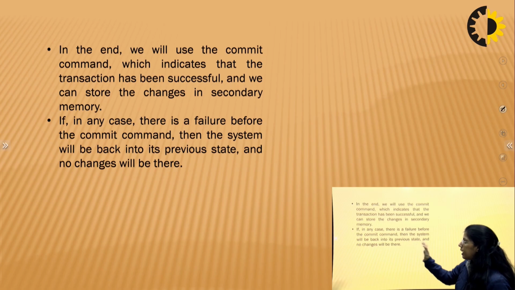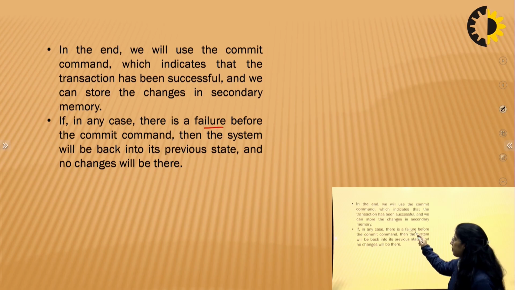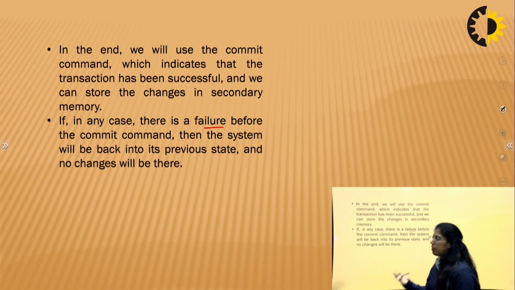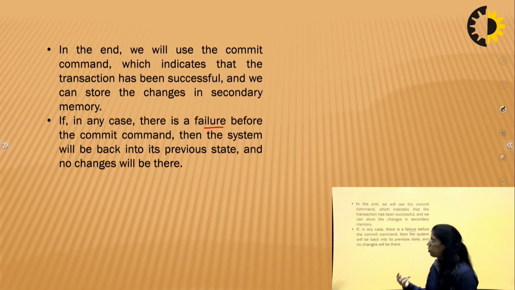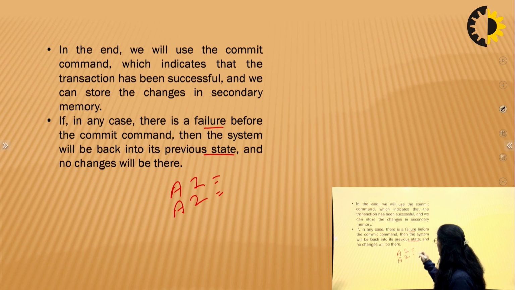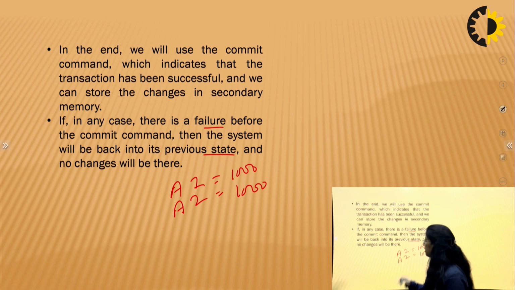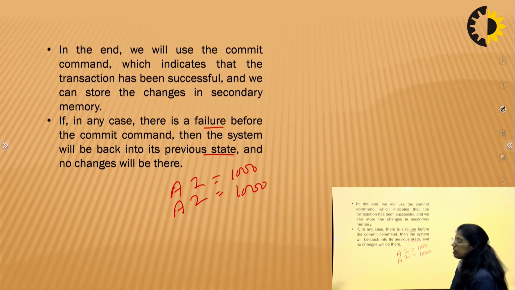If in any case there is a failure, because of a network issue or anything like that, a system crash or hardware issue, before the commit command, then the system will go back to its previous state. It means account 1 and account 2 both will have 1000 rupees and no transaction will be there in this case, and no changes will be there.